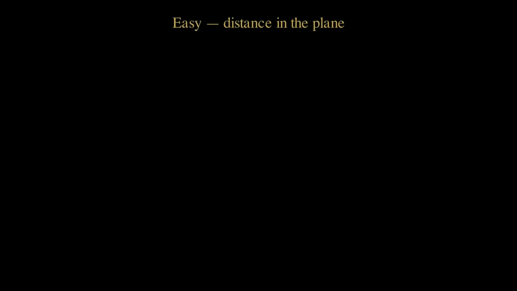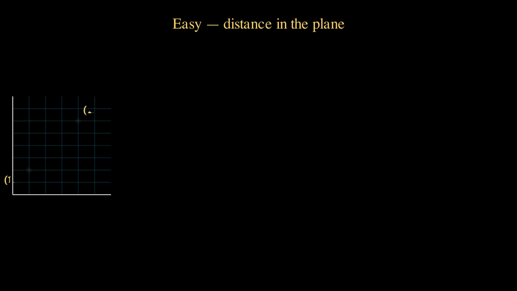Easy example. Find the distance from (1, 2) to (4, 6). Delta x is 3, and delta y is 4, so you get the square root of 9 plus 16, which is 5. 5 is the hypotenuse of a classic 3, 4, 5 triangle, so you can sanity check instantly.